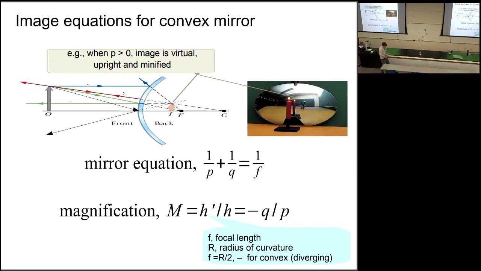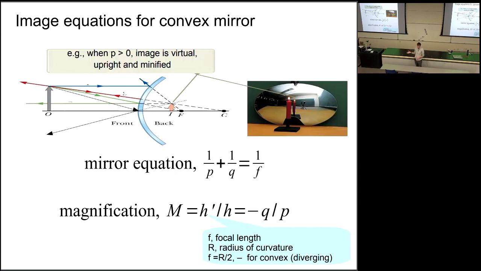You'll be pleased to know that there's an equation that you can also use to construct the location of the image, the size of the image, and answer those questions about, is it upright or inverted? Is it magnified or minified? Is it virtual or real? It's this equation here that we call the mirror equation. It's this equation here that we call the magnification.